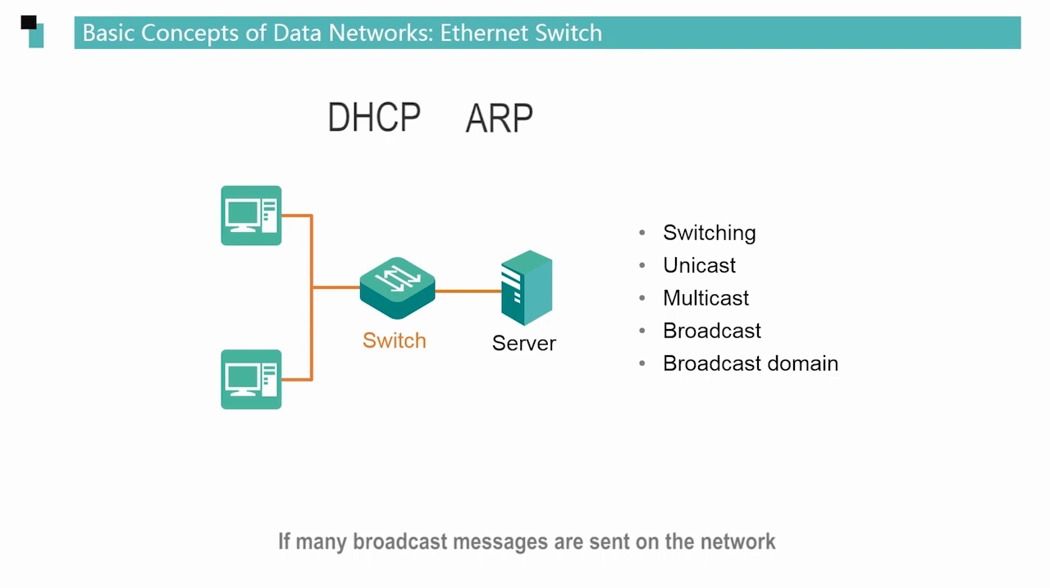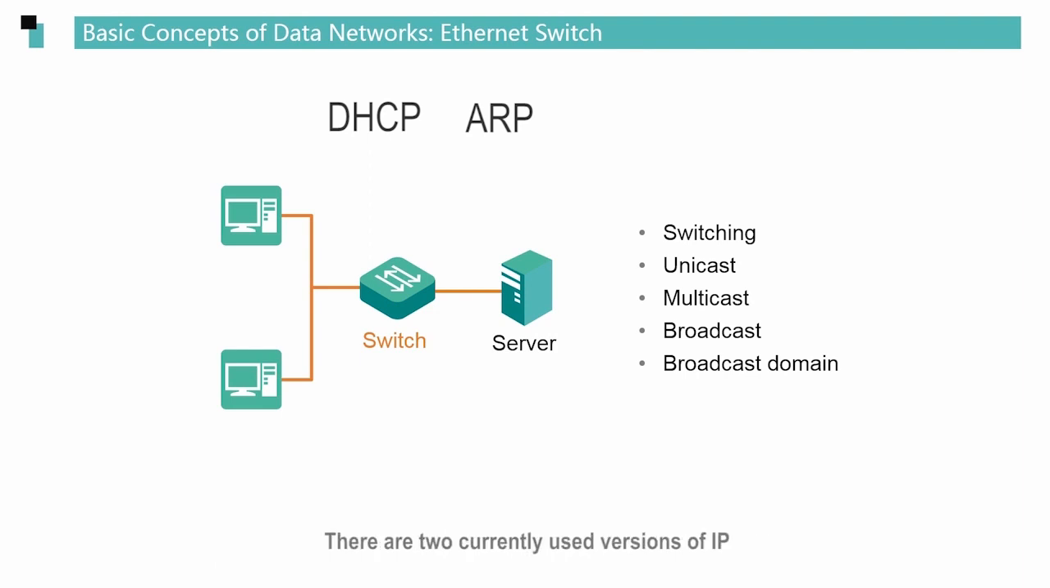If many broadcast messages are sent on the network, this places a burden on network devices. Even though many devices on the network do not need the broadcast packets, they still receive them, wasting network resources. Because of this, good network design should aim to reduce the size of broadcast domains, reducing the impact of this wastage.